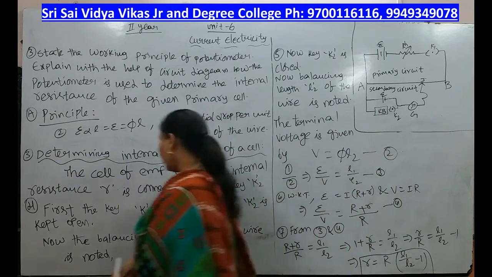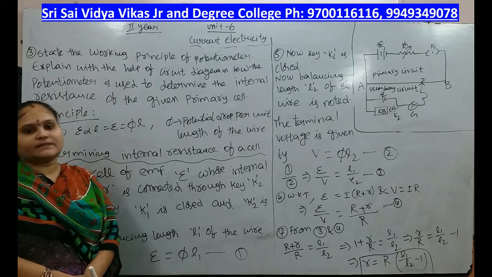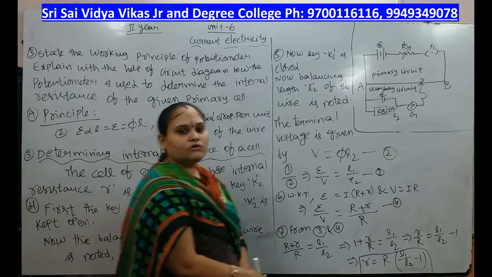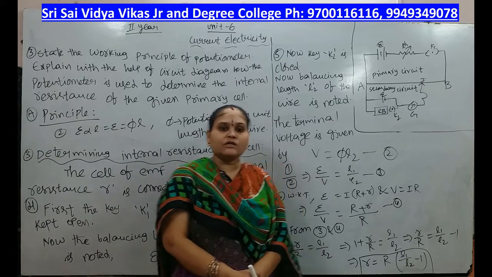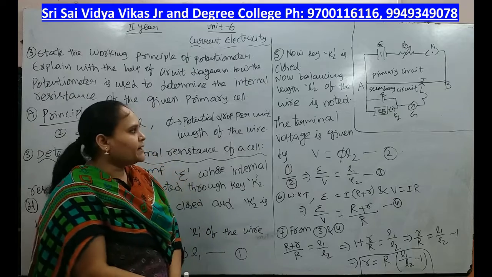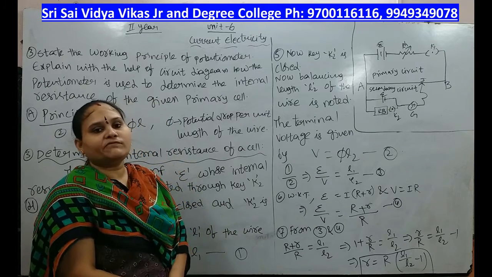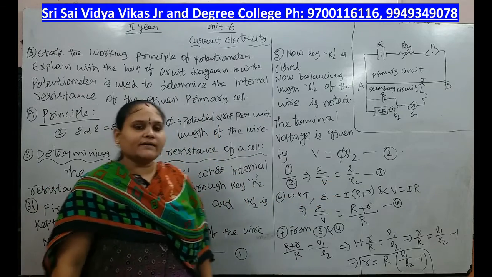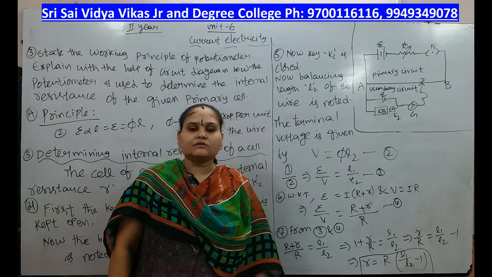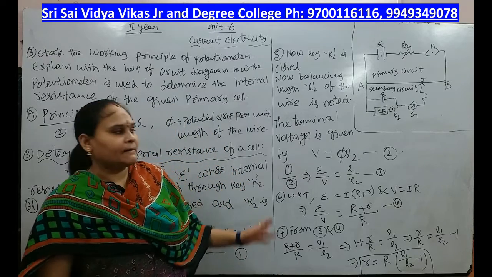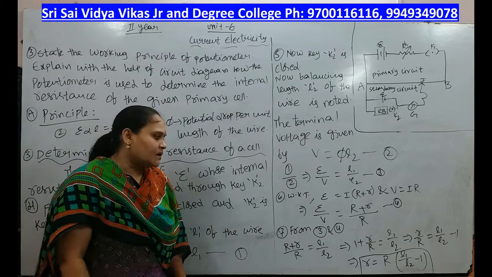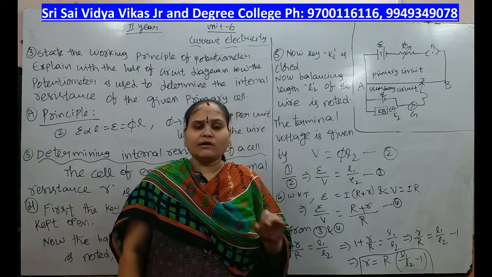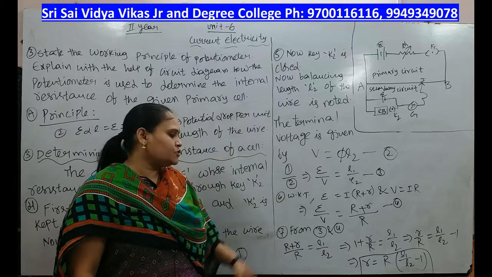First we consider key K1 closed and K2 open. For this we get the EMF epsilon equal to phi L1. Next K2 is closed and K1 is open. Then we get the voltage V equal to phi L2. So we have epsilon by V equal to L1 by L2. Also epsilon equal to I into (R plus r), and V equal to IR. Combining, epsilon by V equal to (R plus r) by R. By using these two equations we get (R plus r) by R equal to L1 by L2. Simplifying these two, we will get r.